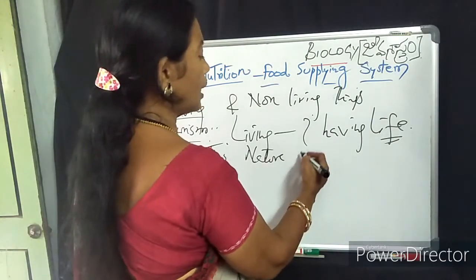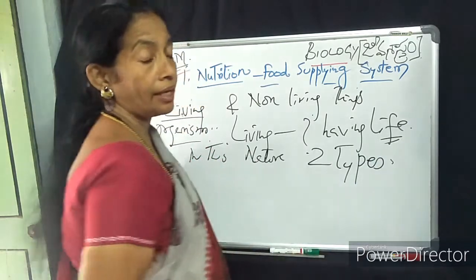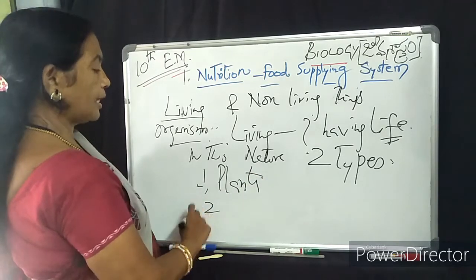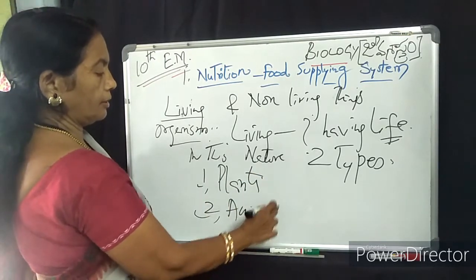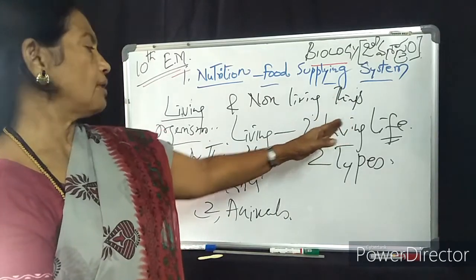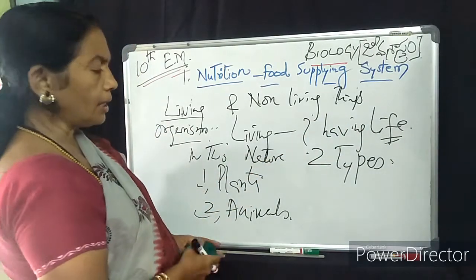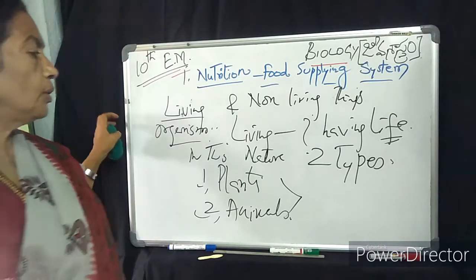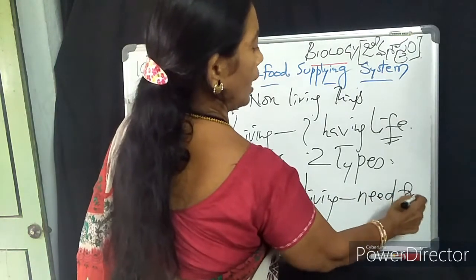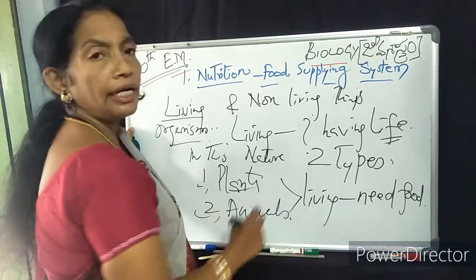Living organisms are of two types. First one is plants, second one is animals. This thing we already learned in 8th class. Living means having life, so these two are the living things. For living, they need food. As we need food, we belong to animals, plants also need food.